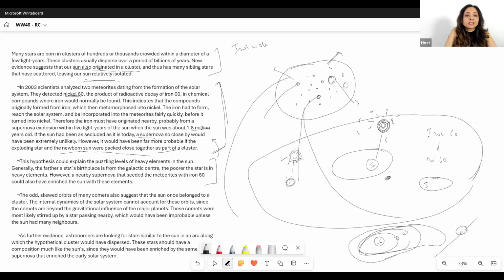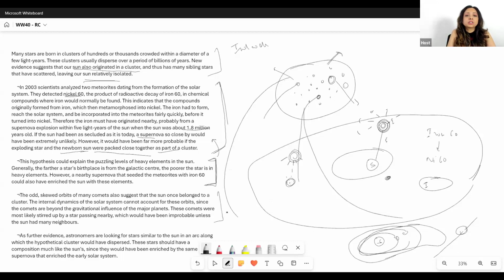Now here, this hypothesis could explain the puzzling levels of heavy elements in the sun. As here it is telling us that it could also explain another phenomenon. What phenomenon? That the sun has puzzling levels of heavy elements. We don't expect the sun to have so many heavy elements, but it does. So the supernova theory close to the sun would explain it. And of course, the supernova theory supports the cluster theory, right?